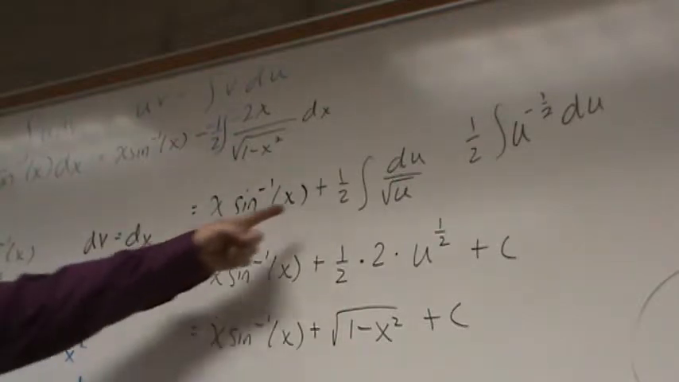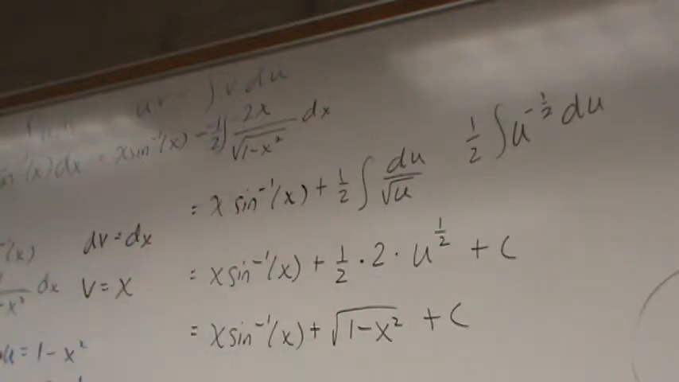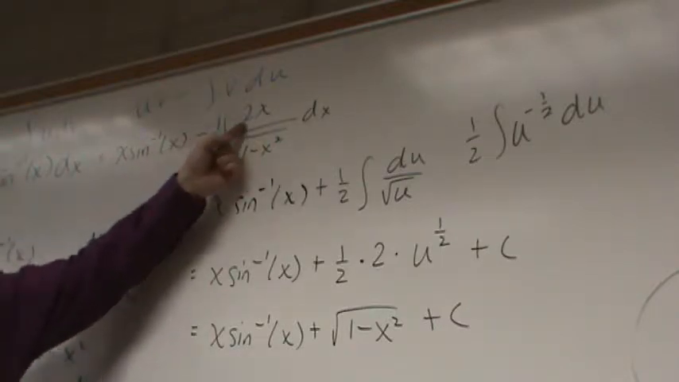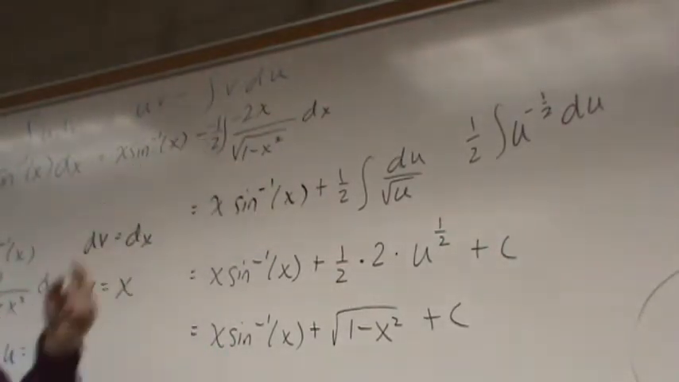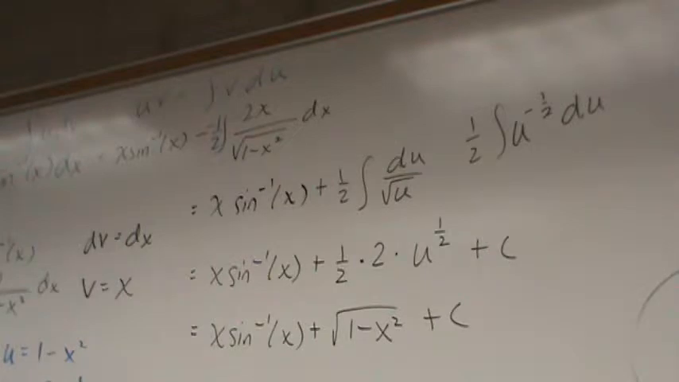This 1/2? Yeah. Because I chose my u to be 1 minus x squared, my du is negative 2x, so I had to sprout a negative 2 next to that x to make that whole thing du, which means I had to sprout a negative 1/2 out front. So the negative and the negative canceled to make this a positive 1/2. Anything else?